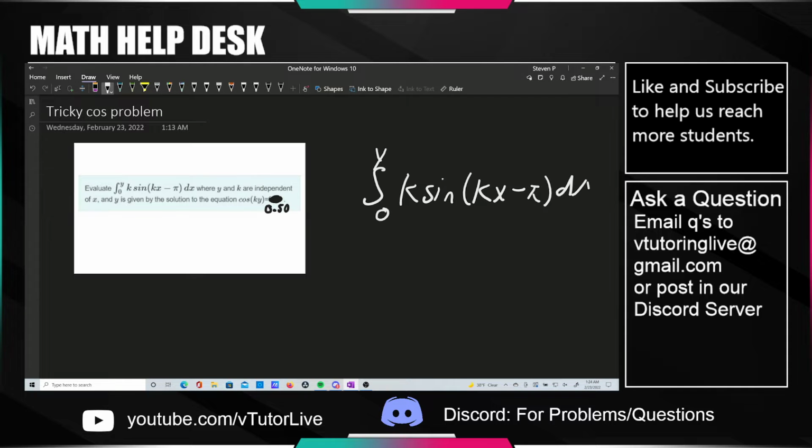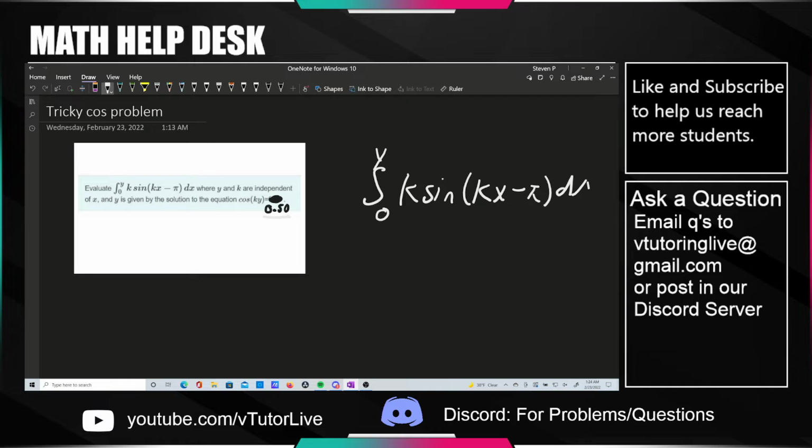And y is given by the solution to the equation cosine of ky is equal to some number. Doesn't really matter too much as long as it's between 1 and -1, but for the sake of just changing things up, I changed it to 1/2. So yeah, what makes this problem just seem a little bit tricky?